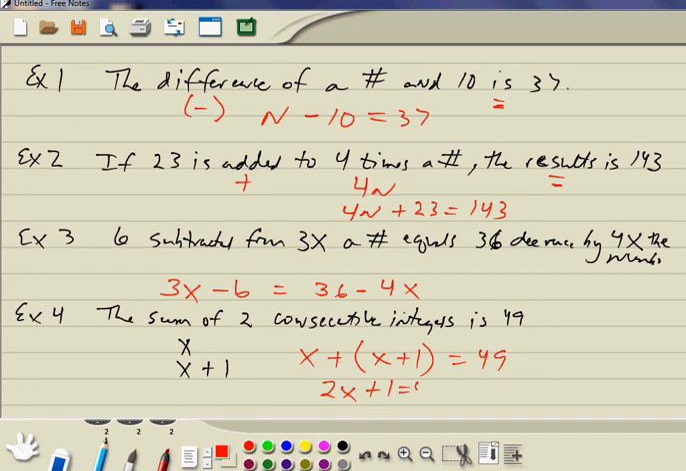Plus 1 equals 49. So I subtract 1 from both sides, and I get 2x equals 48. Divide by 2, x equals 24. Well, if x equals 24, the next one, x plus 1, is 25. So my 2 integers are 24 and 25.